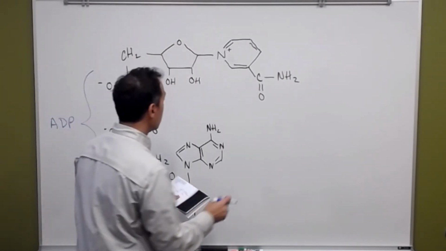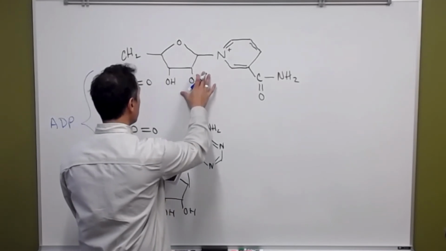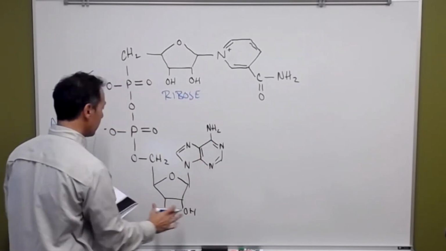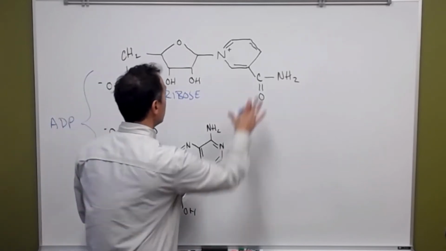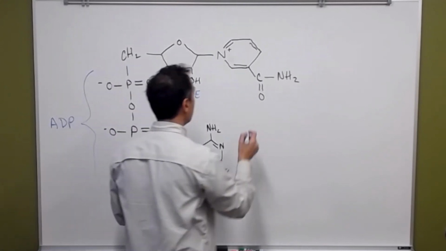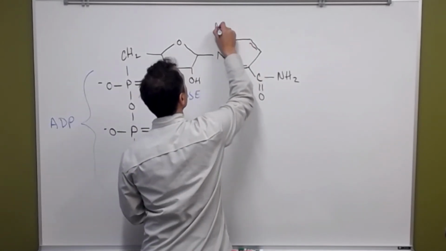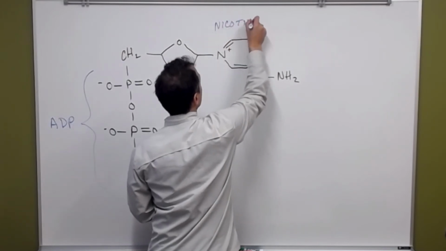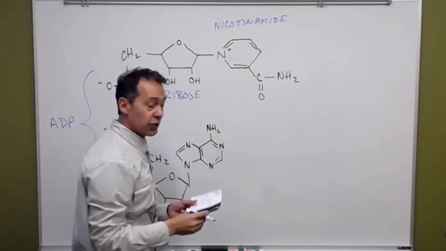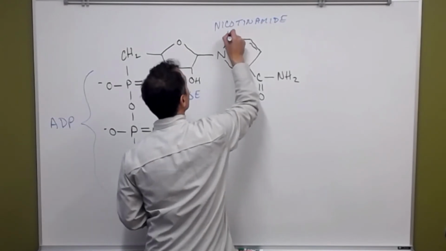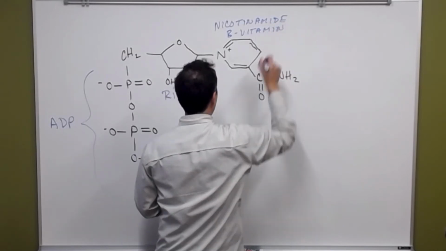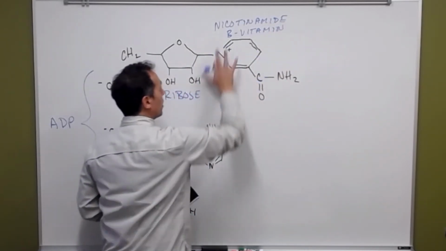And then over here we've got ourselves a ribose molecule. Ribose, just like we have down here. And then this portion up here is the interesting part. This is the nicotinamide. So I'll just write this up here. Nicotinamide. And this is also a B vitamin. So B vitamin. Okay. And this is the part that we're interested in.